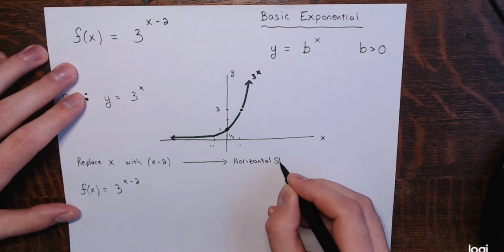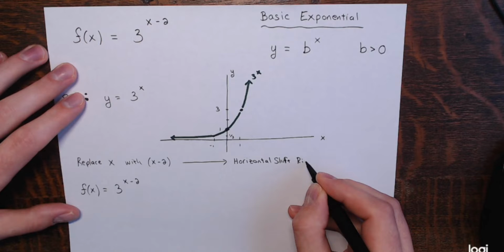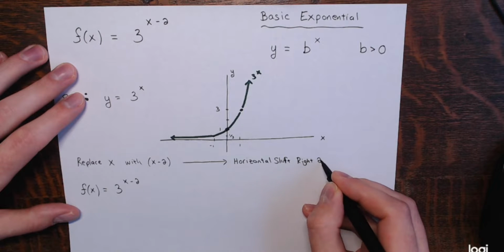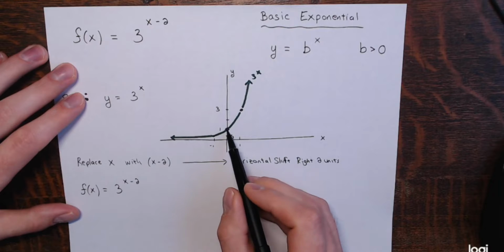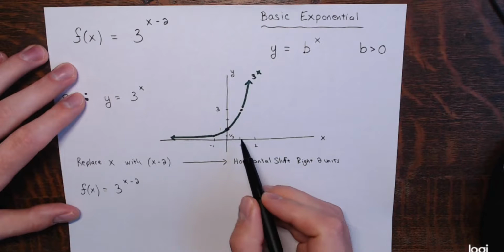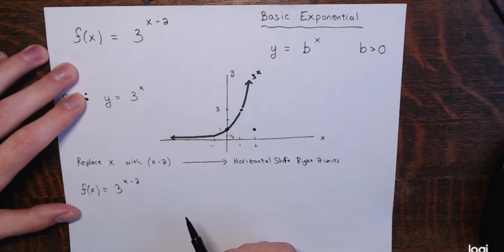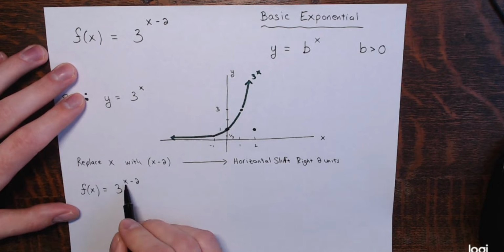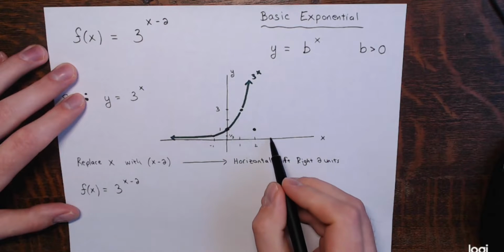This causes a horizontal shift, and that would be to the right 2 units. So on that graph, instead of 0, 1, you'd have 2, 1. You could think about that as replacing x with 2, which would give me 3 to the 0 power, which would be 1. The output would be 1. And instead of 1, 3, you'd have 3, 3.